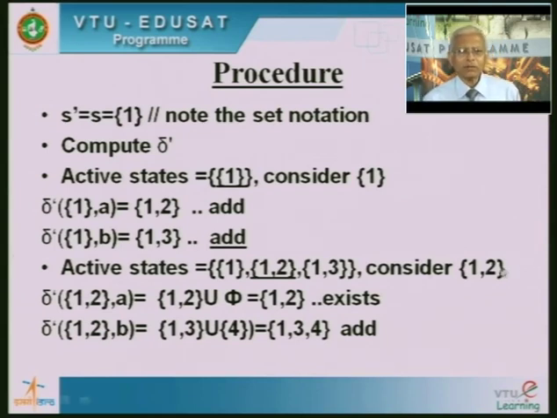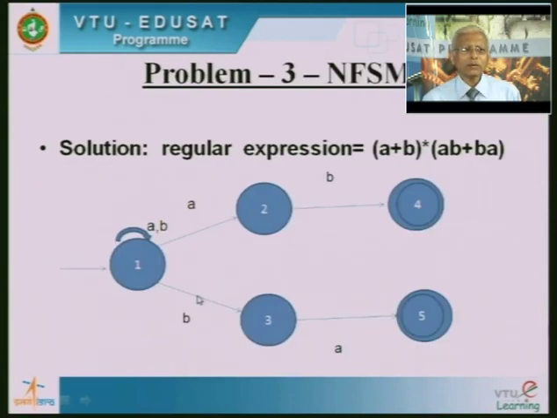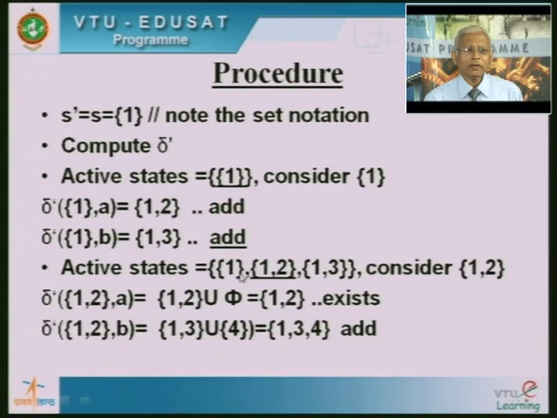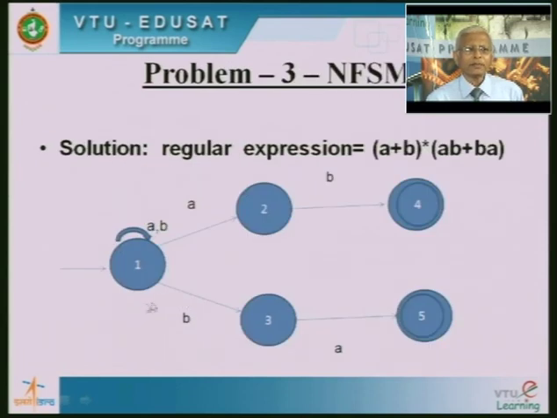Now, take up the {1,2} on A, {1,2} on B. If you look at it, {1,2}, how to find out? See, {1,2} on A, {1,2} on B, {1,2} on A: 1 and 2 on A, then it is a union. What happens on 1, what happens on 2, take the union of that.